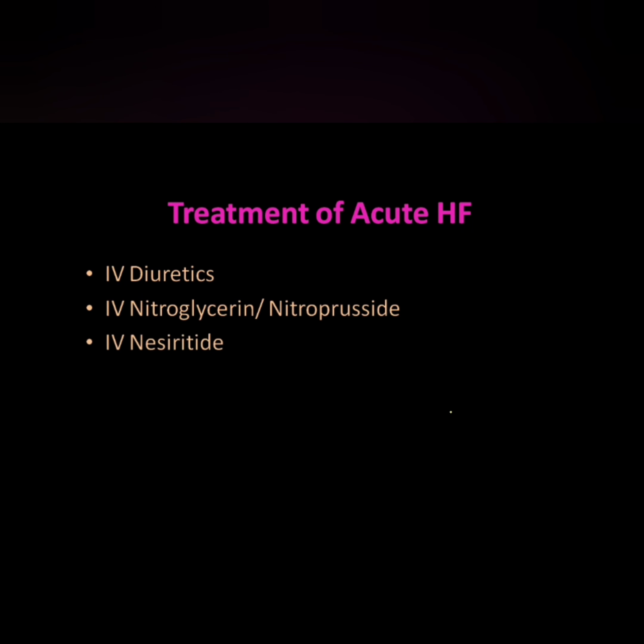Whatever we have been discussing is about treatment of chronic heart failure with tablets. How do we treat acute heart failure? We go with injections. So you have IV diuretics, IV nitroglycerin or nitroprusside or nesiritide. When people develop headache with nitroglycerin or nitroprusside, you can switch over to nesiritide. These drugs are going to reduce your pulmonary capillary pressure, and therefore it helps with pulmonary edema.